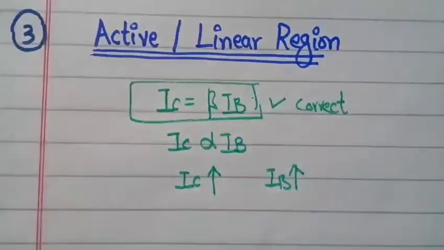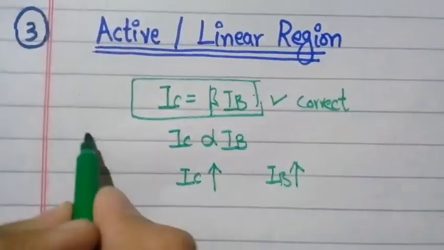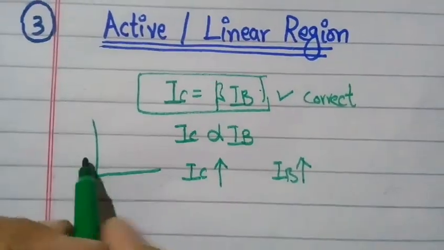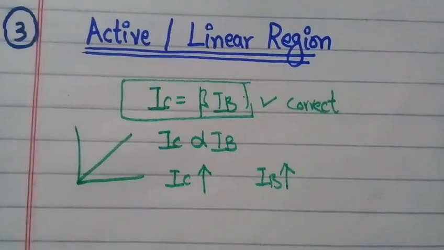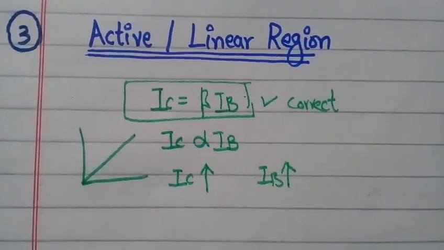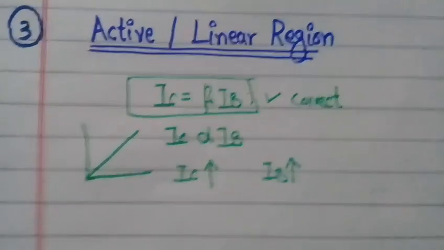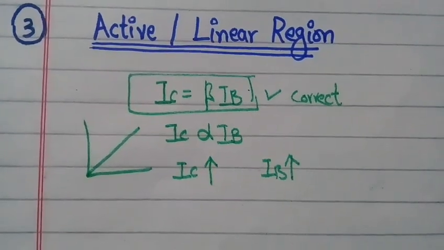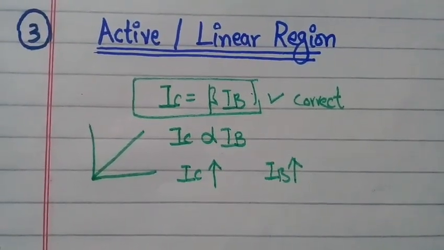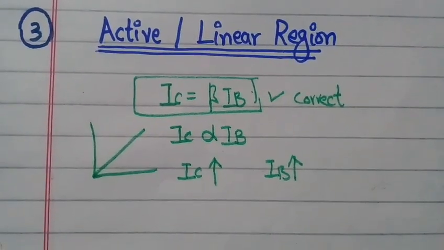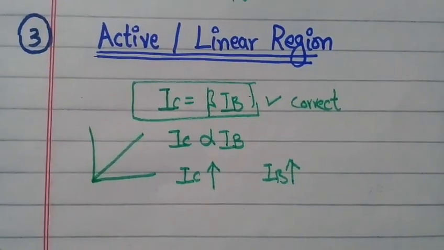The linear region arises when a graph is plotted between IC and IB, and we get a straight line. When a straight line is obtained, this region of operation is called linear region. So guys, in this region of operation, as IC increases, IB increases. So this is called the active region or the linear region of the transistor.